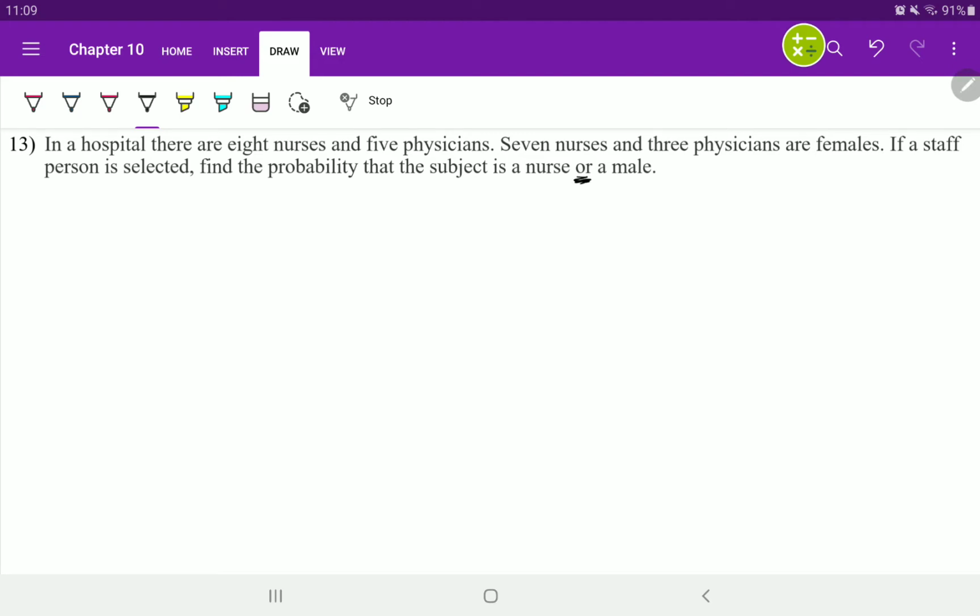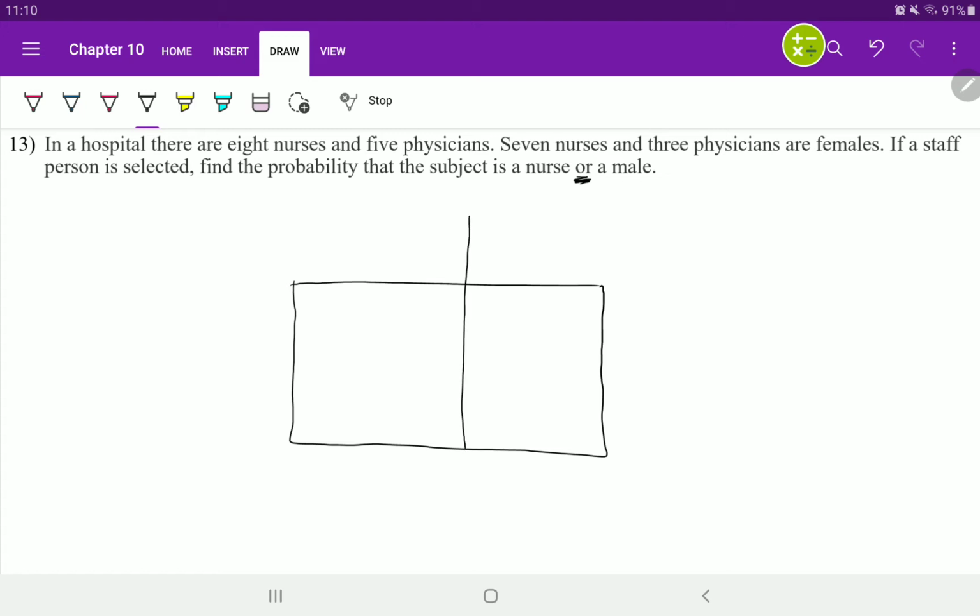What I want to do is organize my information a little bit. So I noticed that we're dividing things based on whether they're a nurse or a physician. And then I see they also introduce gender. I see females are part of the information and males are part of the question. So I'm going to create a table to organize my information. So let's do that. I draw my tables weird, so don't mind me.